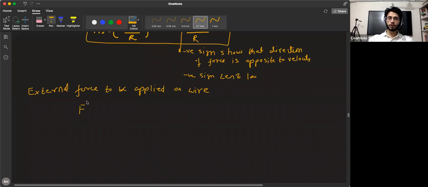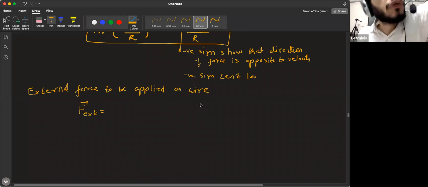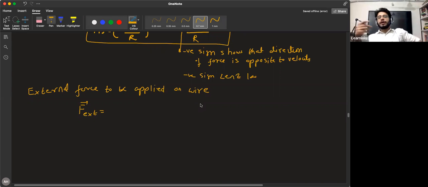So the external force that needs to be applied on the wire, what is the direction of the external force with respect to the magnetic force, Meenakshi? Will the external force act in the same direction as the magnetic force, or in the opposite direction? Opposite. So I can write this as minus of FD.